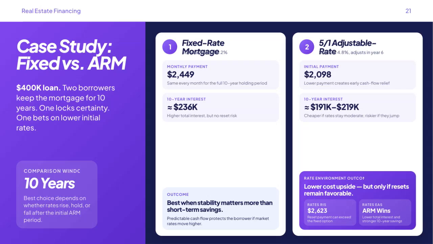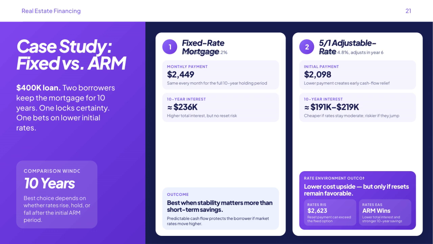Let's look at a case study comparing a fixed-rate mortgage and a 5-to-1 adjustable-rate mortgage, or ARM, based on a $400,000 loan held for 10 years. First, with the fixed-rate mortgage, the interest rate is locked at 6.2% for the entire 30-year term. This means the monthly payment remains consistent at $2,449 throughout the full 10-year holding period.